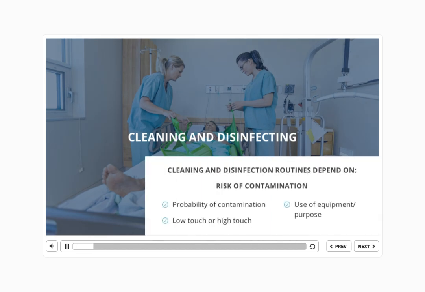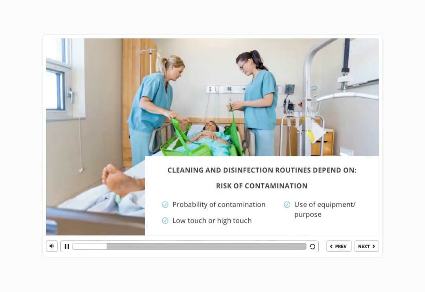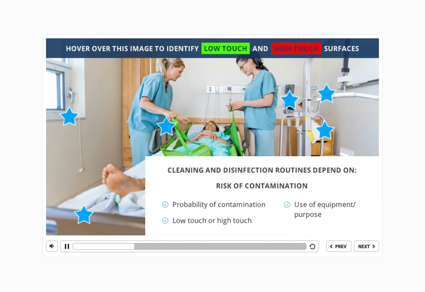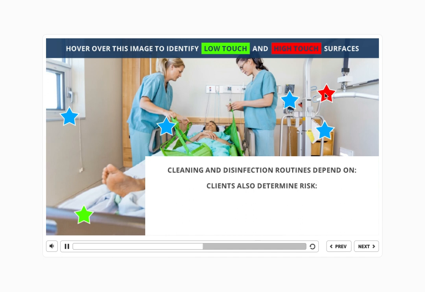The risk of contamination also determines the cleaning processes. Certain areas of touch have a higher risk. Hover over the stars to see high-touch versus low-touch areas. High-touch will, of course, have more frequent disinfecting. Clients also determine risk. An ambulatory client can move infection farther. A client who has cognitive impairment will not use infection control practices. And a client who is ill with an infection presents as a higher risk for contamination.